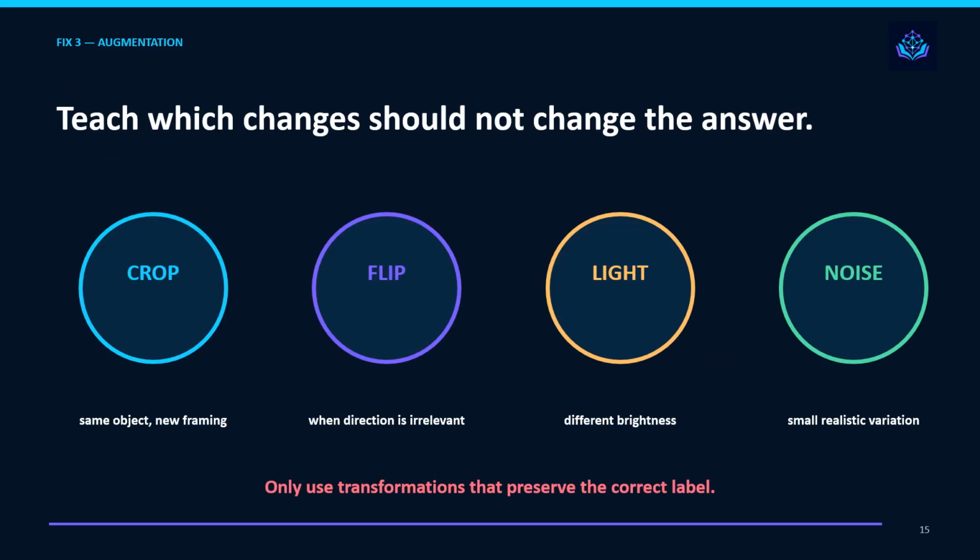Fix 3 is data augmentation. Create realistic variations such as small crops, brightness changes, or harmless noise. Use only transformations that preserve the correct answer for your task.